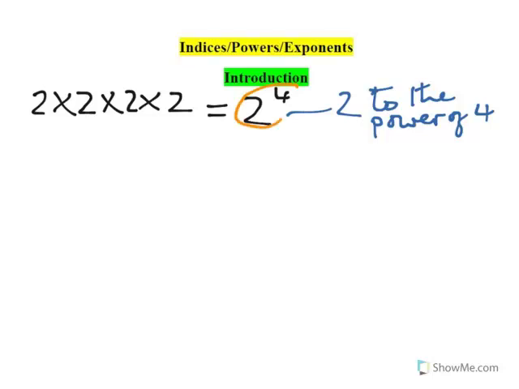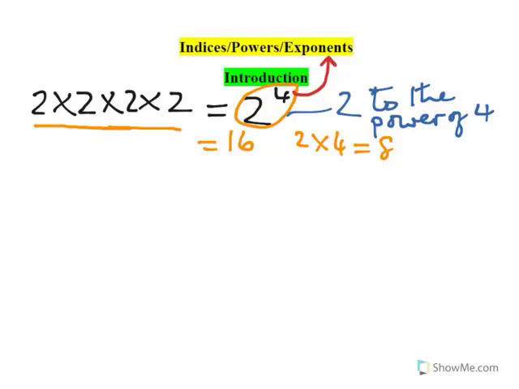Don't think it's 2 times 4, which is 8. 2 times 2 is 4 times 2 is 8 times 2 is 16. So there is a difference between them. This little 4 is called the exponent or power or index.